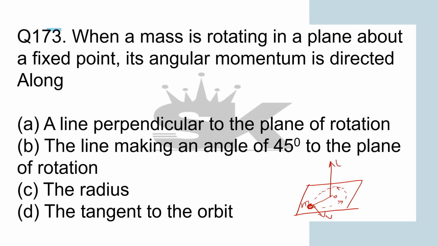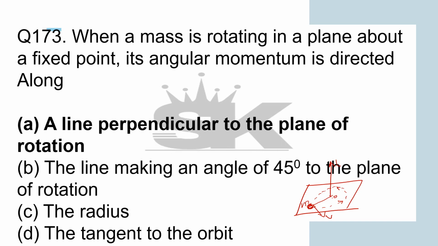So when a mass is rotating in a plane about a fixed point, here O is the fixed point, its angular momentum is directed along a line perpendicular to the plane of rotation. So the answer is option A, a line perpendicular to the plane of rotation.